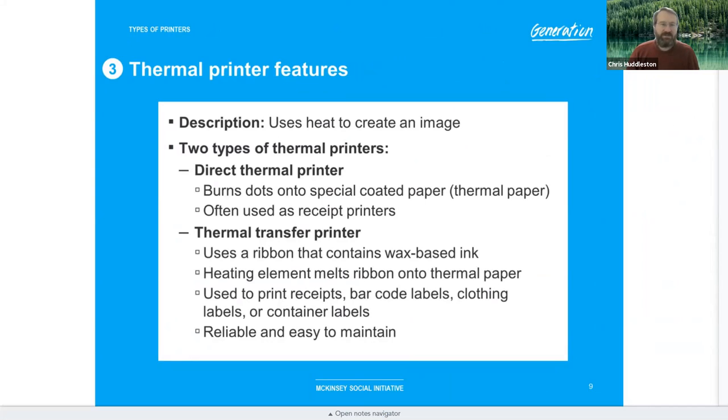Sure. Thermal print features. Description: uses heat to create an image. Two types of thermal printers. Direct thermal printer: burns dots onto special coated paper, thermal paper, often used as receipt printers. Thermal transfer printer: uses a ribbon that contains a wax-based ink. Heating elements melt the ribbon onto thermal paper. Used to print receipts, barcode labels, clothing labels, or container labels. Reliable and easy to maintain.